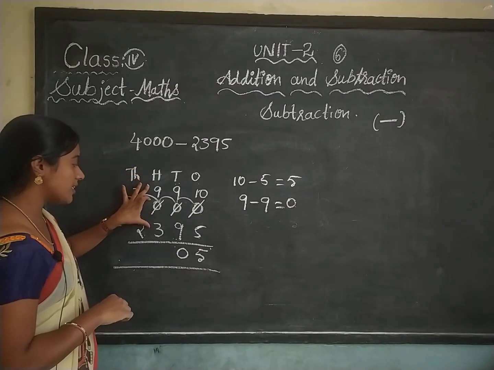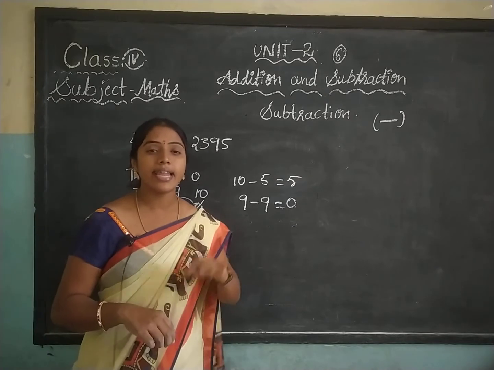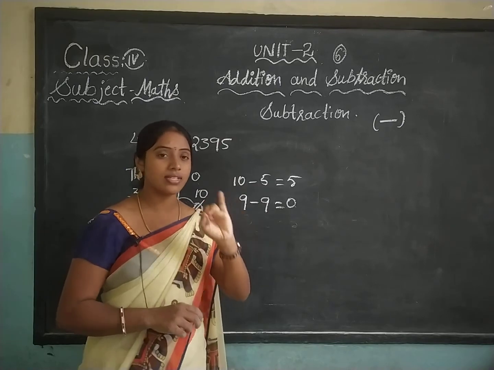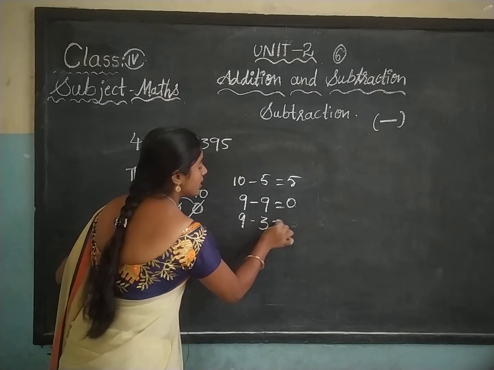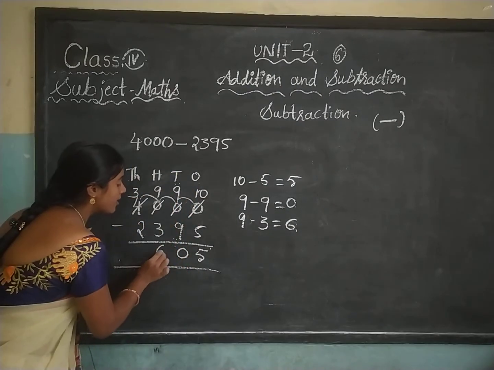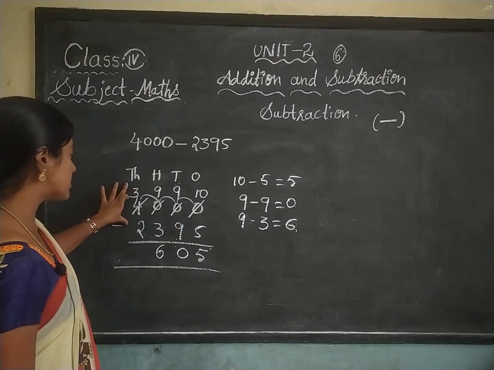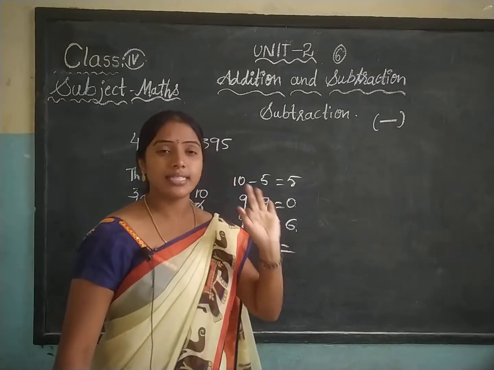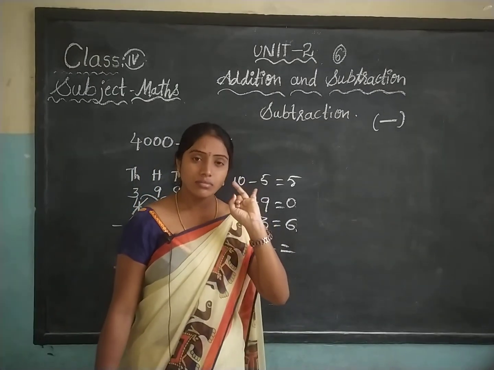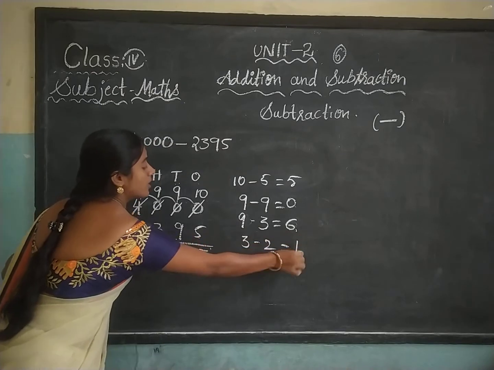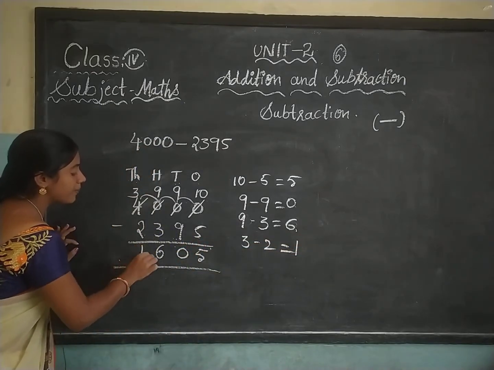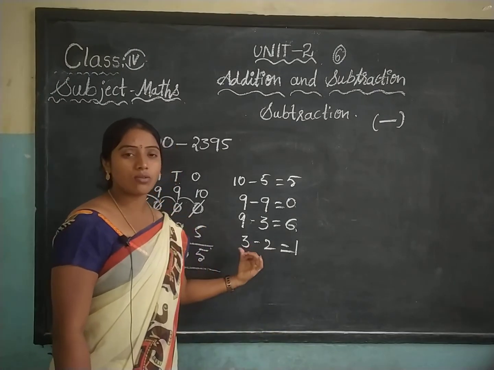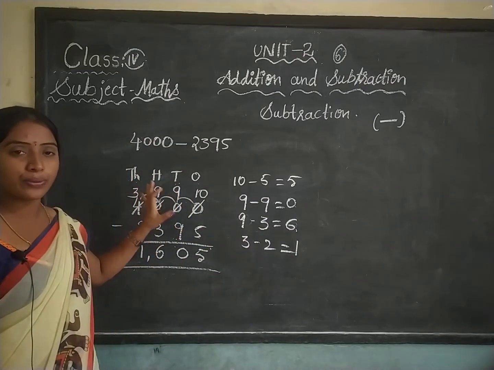Okay, now 100 place. What are the digits here? 9 minus 3. 9 before count you 3 numbers. 8, 7, 6. Okay, 9 minus 3 is equal to 6. So this 6 you should write down in 100 place. Okay, now we are going to the 1000 place. 3 minus 2. 3 before count 2 numbers. 3 before 2, 1. Okay, 3 minus 2 is equal to 1. So what is the answer here? 1605. Okay children, 1605. In this way you have to do subtraction.